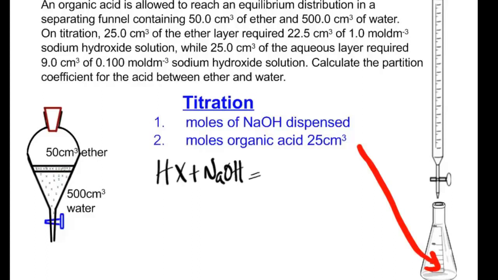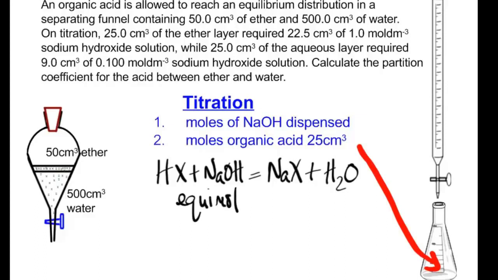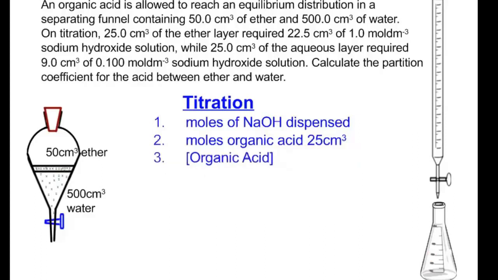Now for the equation here, I'm going to assume that the acid is a monobasic acid, something like ethanoic acid, and 1 mole of that monobasic acid will react with 1 mole of sodium hydroxide. So they react, in other words, in what we call equimolar amounts. So in this case it's very straightforward. The number of moles of organic acid in the conical flask will be exactly the same as the number of moles of sodium hydroxide dispensed.